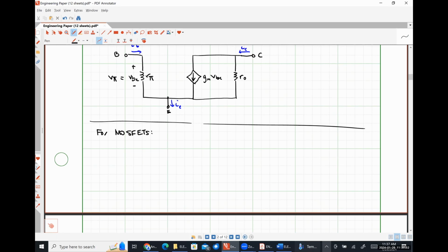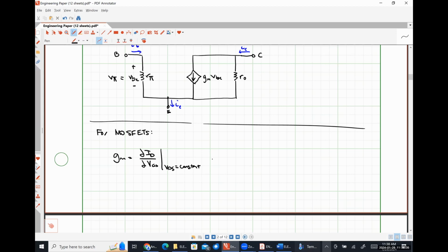So the first of the small signal parameters that we figured out for a BJT was the transconductance. So now let's figure out what the transconductance is going to look like in a MOSFET. So in a MOSFET, our transconductance is defined as the partial derivative of our drain current with respect to VGS when VDS is constant.